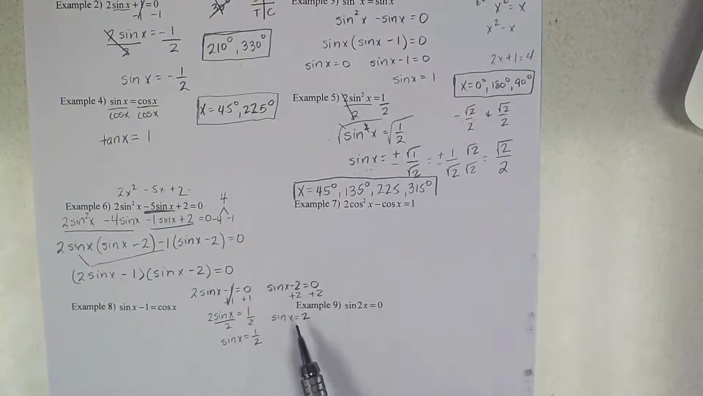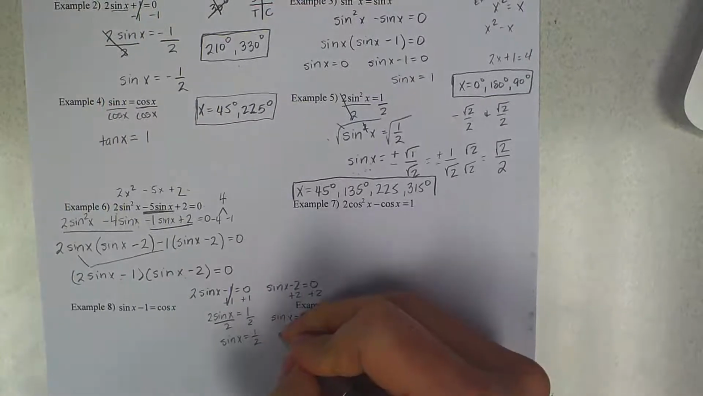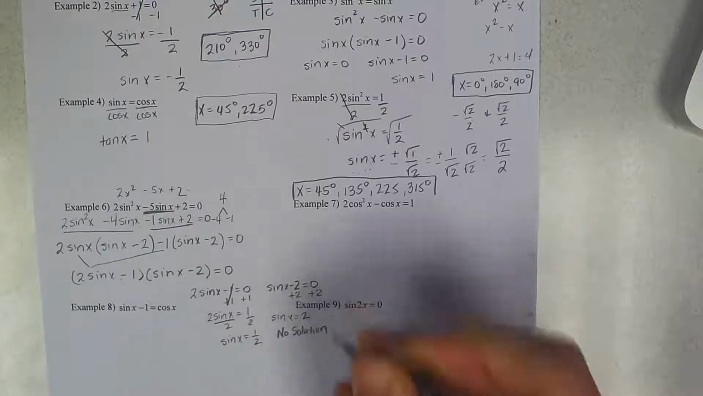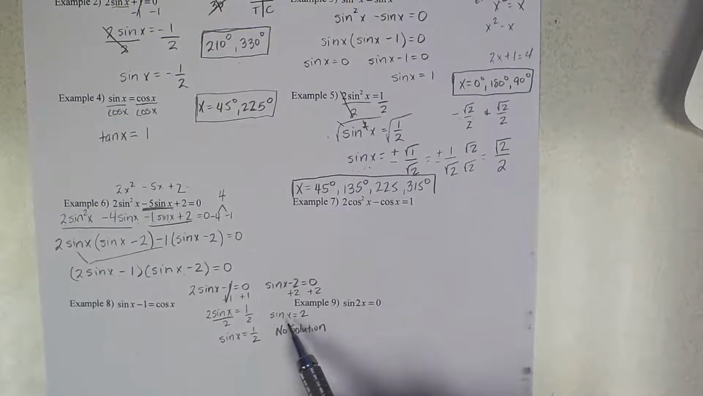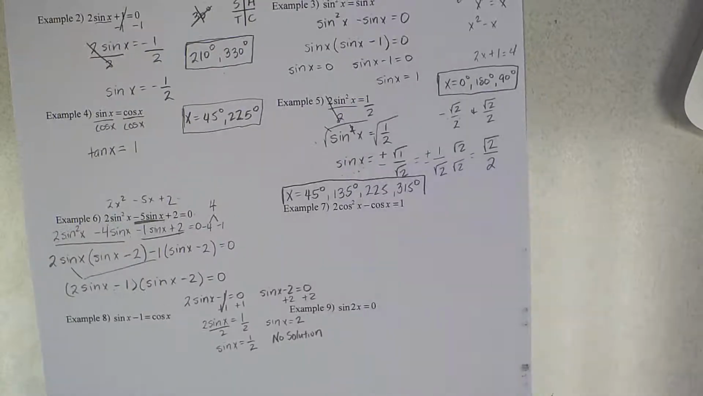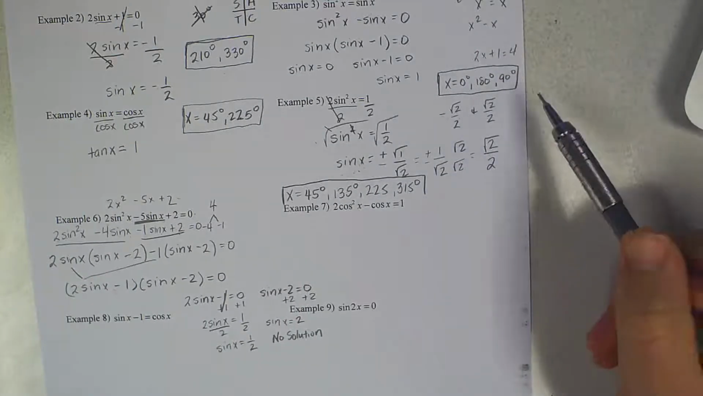Now, because we know the trig functions, we know that sine never goes above 1 or below -1. So this right here, that's no solution. There is no angle that you are ever going to type into your calculator, sine something, that's going to give you 2. Okay? Think about that wave. Sine stays between 1 and -1.